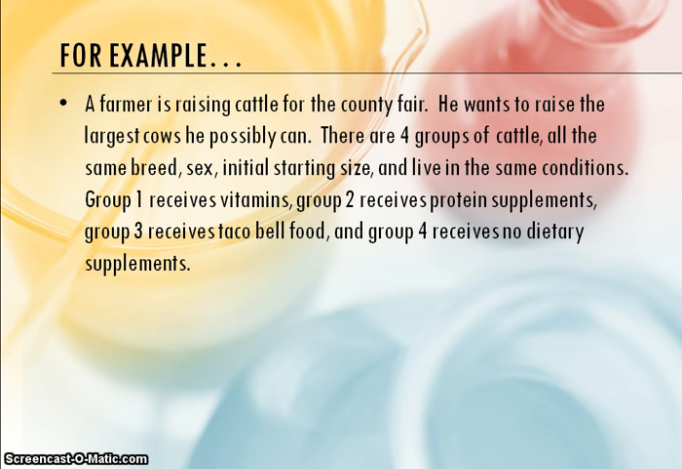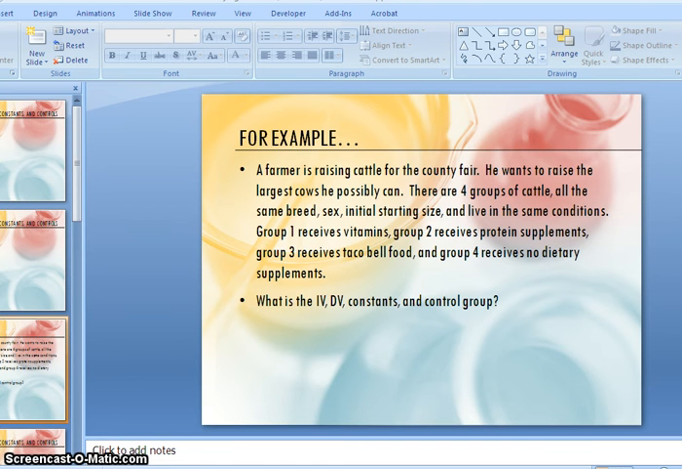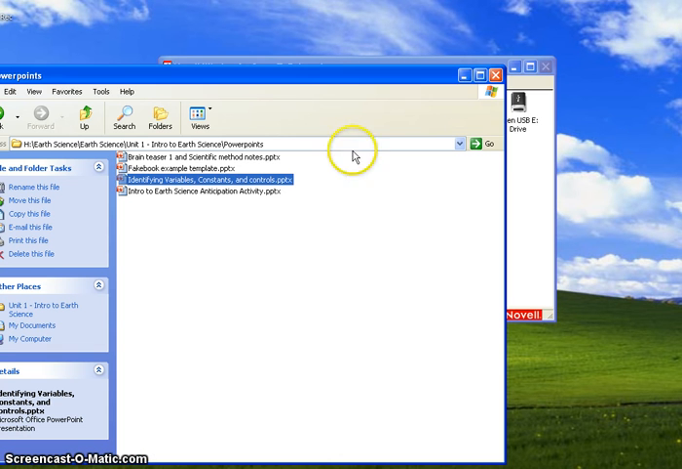Okay? Control group, again, 2 things. It's one of your 4 trials, so it's going to be group 1, 2, 3, or 4, and it's going to represent our situation normal, which would be group 4. They don't receive any dietary supplements. Normally cows don't get Taco Bell.